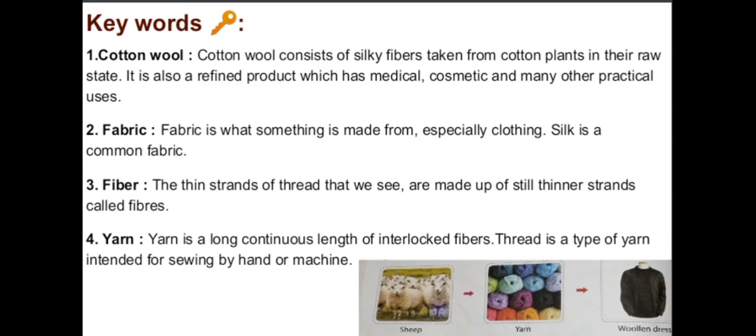The third one is fiber. The thin strands of thread that we see are made up of still thinner strands called fibers. The fourth one is yarn. Yarn is a long continuous length of interlocked fibers. That means thread is a type of yarn intended for sewing by hand or machine.